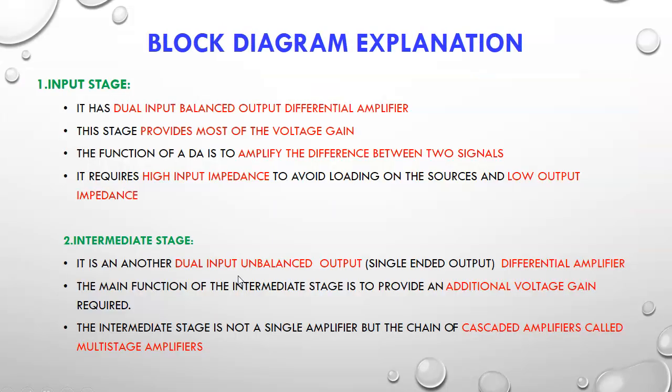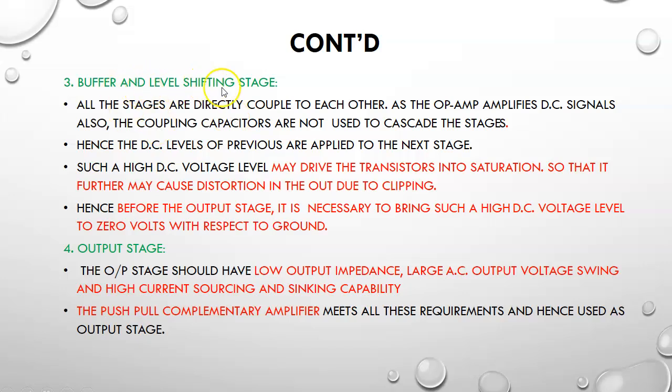And the third stage is mainly used as the buffer and level shifting stage. Here there is no coupling between one stage and the other, so all DC signals are amplified by all the stages. So the DC level will be amplified and become a high DC voltage level. It may drive the transistor into saturation, and the output becomes clipped and distorted. So it is necessary to bring such a high DC voltage level to 0 volts with respect to ground.